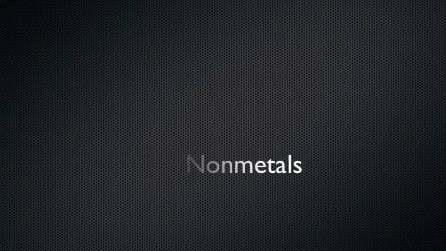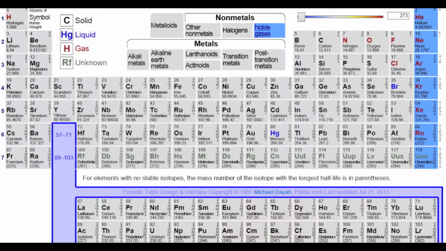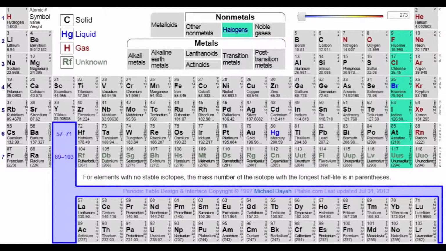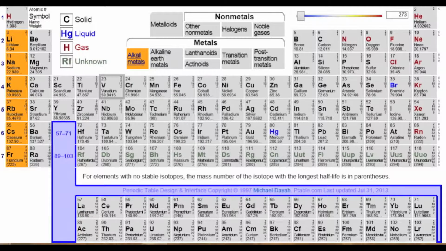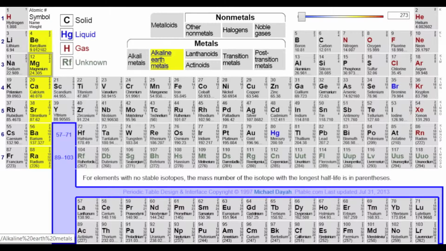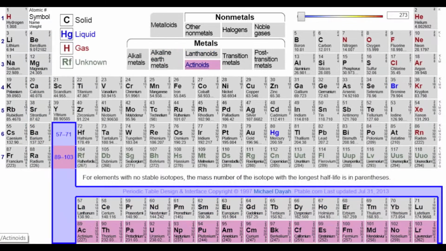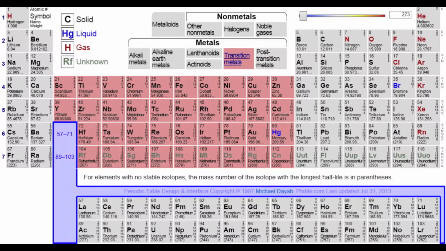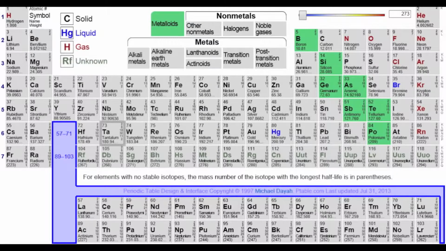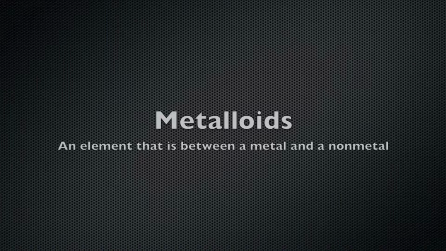The groups for nonmetals are noble gases, halogens, and other nonmetals. The groups for metals are alkali metals, alkaline earth metals, lanthanoids, actinoids, post-transition metals, and transition metals. There is one more group by itself, and that is metalloids, an element that is between a metal and a nonmetal.